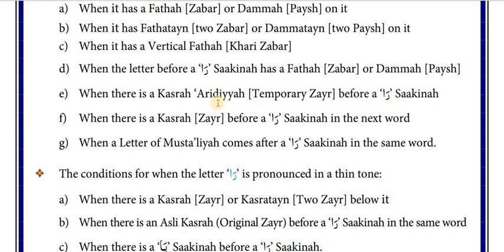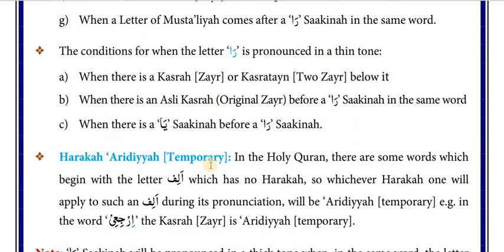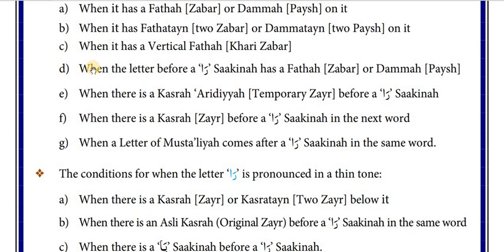Temporary zair, temporary zabar, and temporary pesh: we will read these definitions. Now just learn this step, learn this rule. When temporary zair comes before the raw sakina, then raw will be read in thick voice.